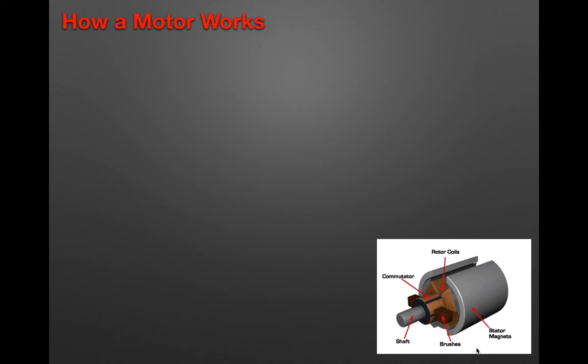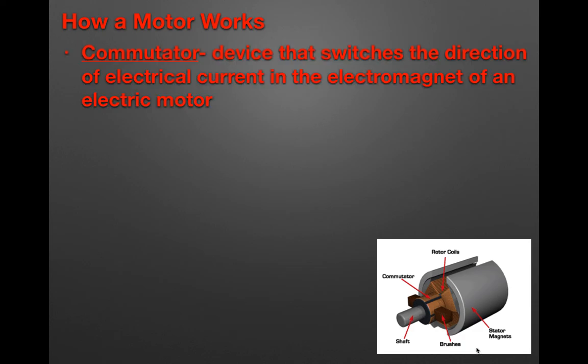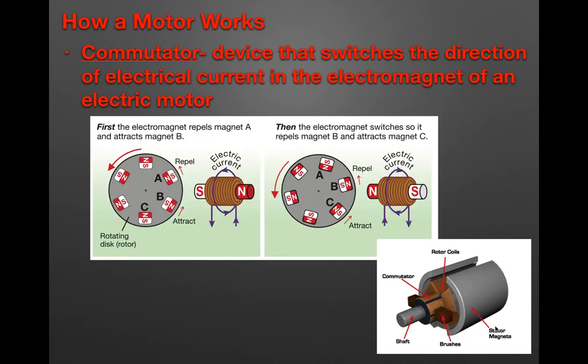So instead of having someone there flipping it back and forth with their hand, what a motor actually has is this device called a commutator. A commutator is a device that switches the direction of an electrical current in the electromagnet of an electric motor. So it does the work of flipping it back and forth for you.